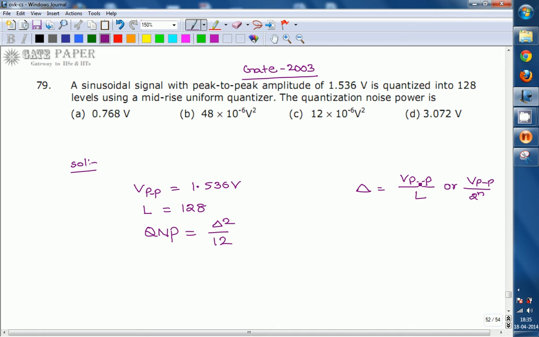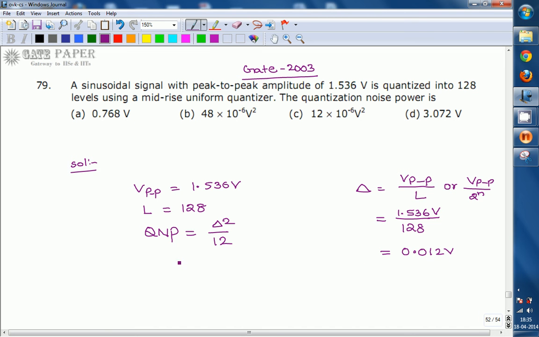Anyway, here V peak to peak is given and the L value is directly given, so we can directly find the step size value. That V peak to peak is 1.536 and the L value is given as 128. Now 1.536 by 128 is nothing but 0.012 volts. So the answer is 0.012 volts for this delta step size.